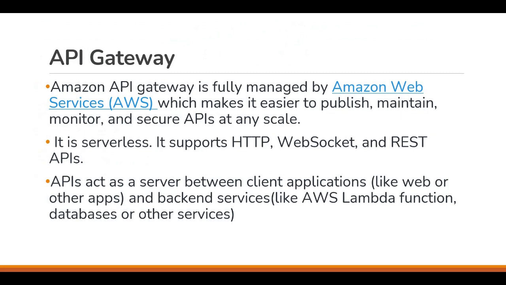The next, move to the API gateway. Amazon API Gateway is fully managed by Amazon Web Services, that's AWS, which makes it easier to publish, maintain, monitor, and secure APIs at any scale. API Gateway is also serverless. It supports HTTP, WebSockets, and REST APIs. It also acts as a server between the client application and backend services. So it's serverless.